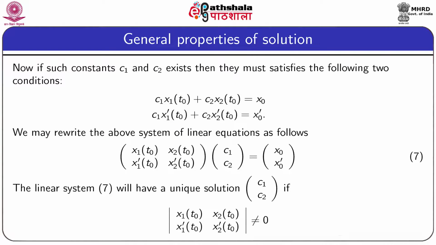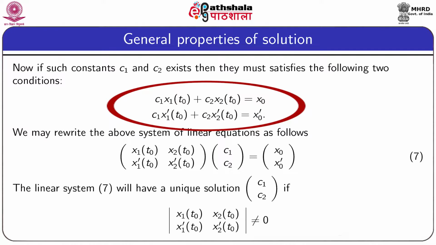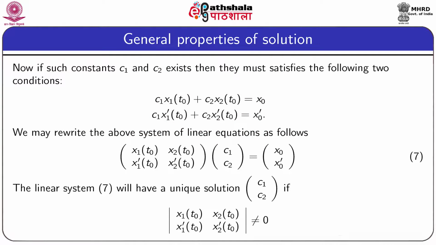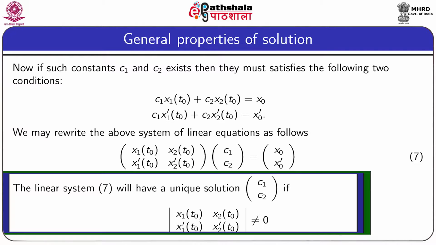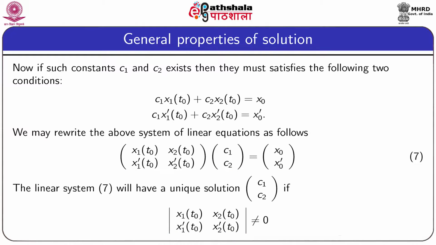Now, if such constants c1 and c2 exist, then they must satisfy the following two conditions: c1 x1(t0) + c2 x2(t0) equal to x0 and c1 x1'(t0) + c2 x2'(t0) equal to x0'. We rewrite this system in the matrix form as given in equation number 7. The linear system (7) will have a unique solution c1 and c2 if the determinant with rows x1(t0), x2(t0) and x1'(t0), x2'(t0) is not equal to 0.